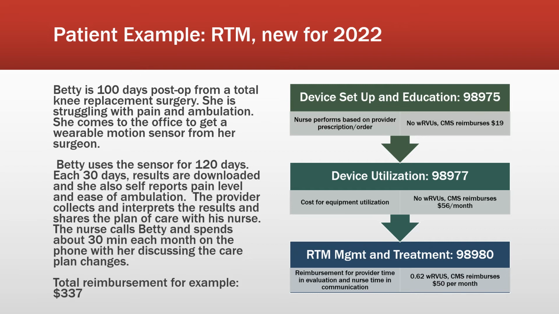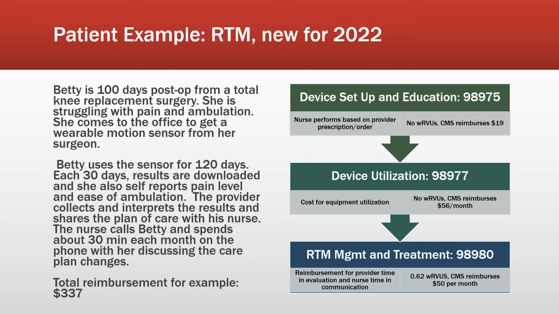Here is a patient example of the remote therapeutic monitoring codes, again, which are new for 2022. Betty is 100 days post-op from a total knee replacement surgery. She's struggling with pain and ambulation. She comes to the office to get a wearable motion sensor from her surgeon. Betty uses the sensor for 120 days.